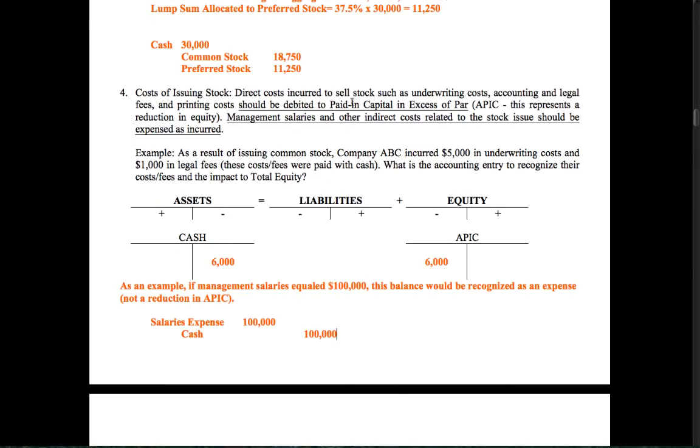However, I would just like to point out the key thing to note here, and what you will likely need to know for an exam, is the difference between what happens for direct costs and what happens for indirect costs, such as management salaries.